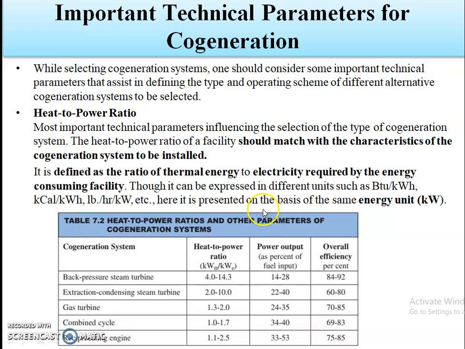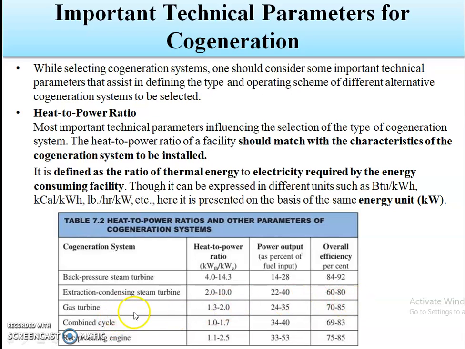The basic energy unit used for cogeneration is the kilowatt. For the back pressure turbine, the heat to power ratio is 4.0 to 14.3. The power output from the back pressure turbine is 14 to 28%, and we get overall efficiencies of 84 to 92%. For the extraction condensing steam turbine, the heat to power ratio is 2 to 10, and the power output is 20 to 40%. The overall efficiency of the extraction turbine is 60 to 80%.